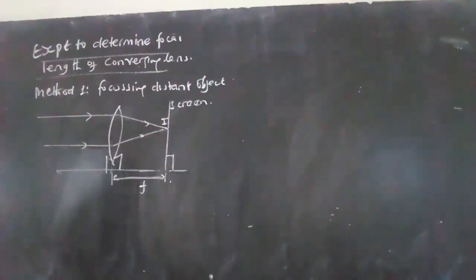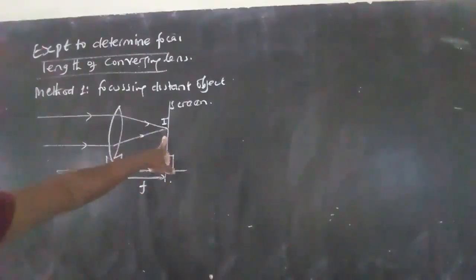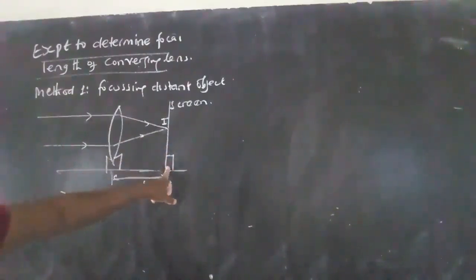Step number one. We shall say that a convex lens is made to focus a distant object. Next, a screen is moved to and fro until the sharp image of the distant object is formed on it. The distance between the lens and the screen is measured and recorded, and this is the focal length of the lens used. So that is number one.